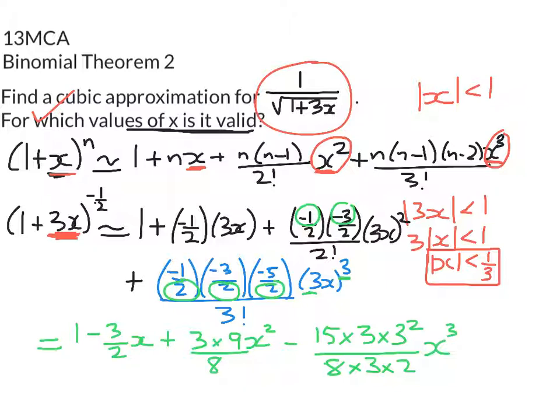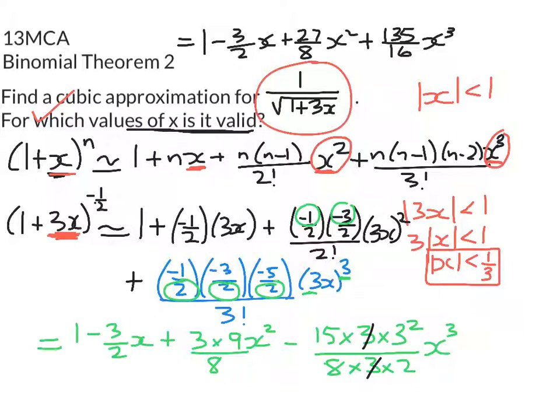Right, so just be careful when you're working with these little fractions. They're simple, but they're pretty easy to muck up. I'm going to clean that up now. And I'm going to try and do this on one slide, so I'm going to put it up the top. So what does that equal? So it equals 1 minus 3 over 2x plus 27 over 8x squared. Now what cleanup happens here? Well, I'm going to have 15 nines over 16. So 15 nines gives me 135 over 16 times x cubed. Okay, so that's my cubic approximation for that expression there, and we've done the validity check.